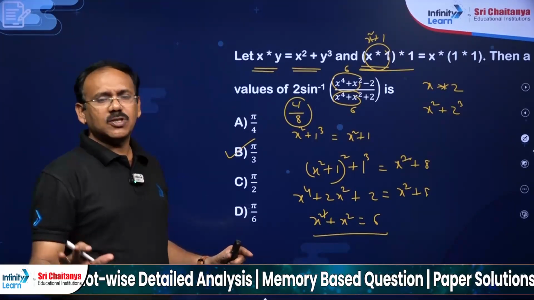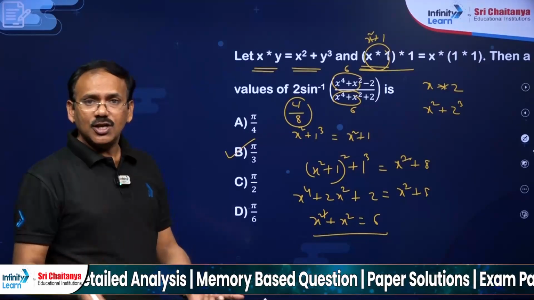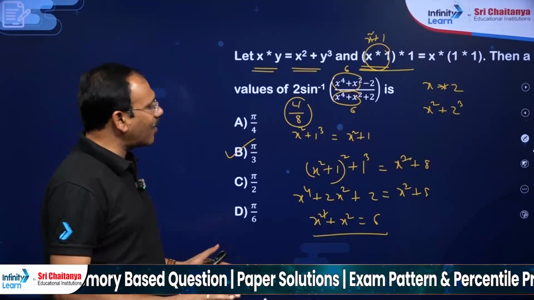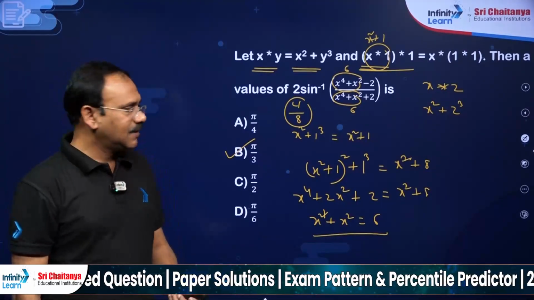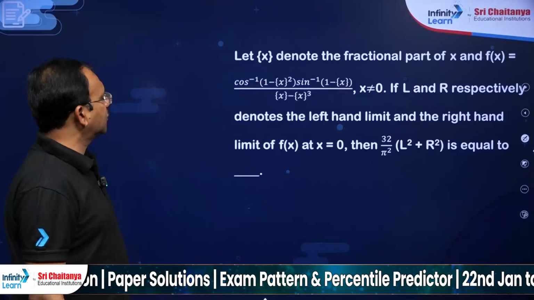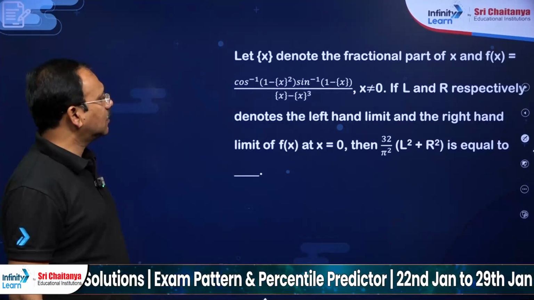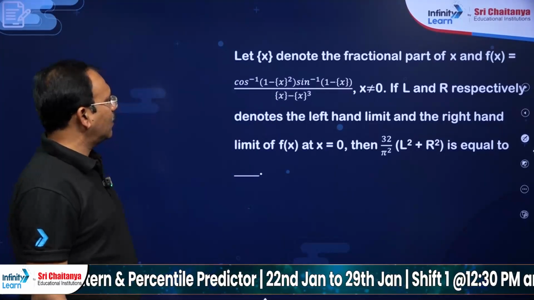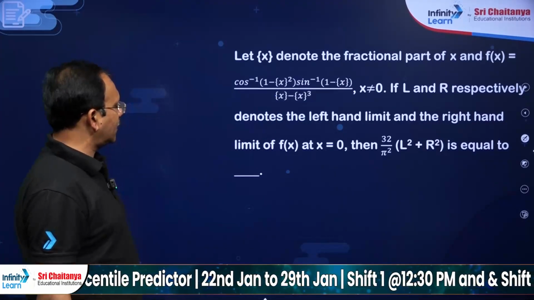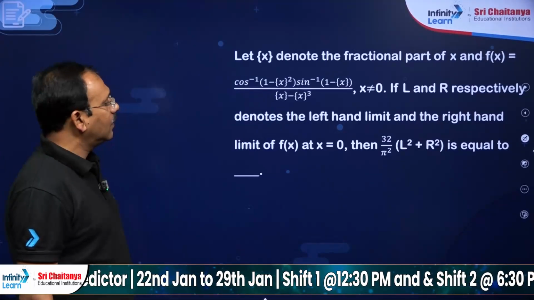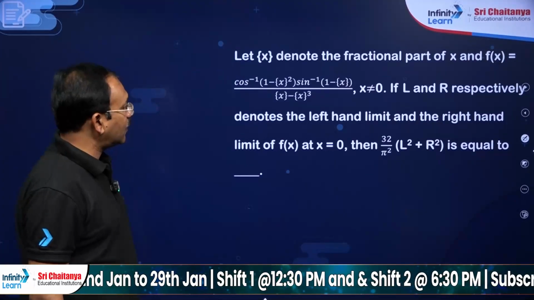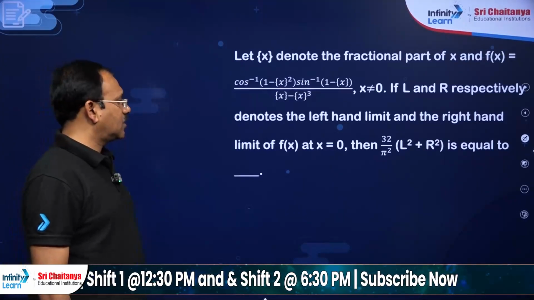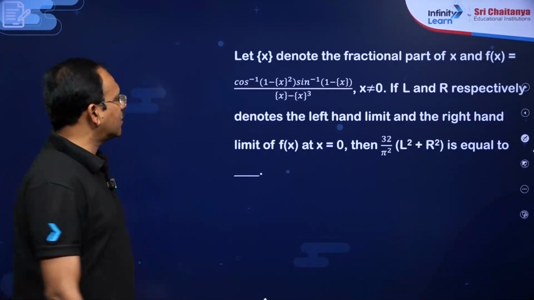In this, nothing special. Inverse trigonometry related, what did you do? Simply sin inverse 1 by 2, you set it as pi by 6, that's it. Remaining is all algebra only, right? Next, you see this question. Fractional part of x is given, f of x is cos inverse of (1 minus fractional part of x square) into sin inverse of (1 minus fractional part of x) by x minus x cube, given. L and R respectively denote the left hand limit and right hand limit of f of x at x equal to 0. Okay, it is a limits related question.